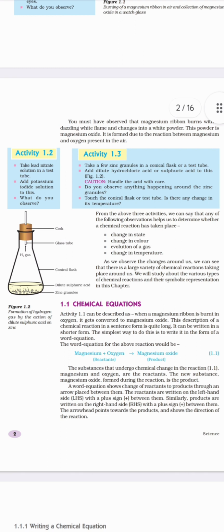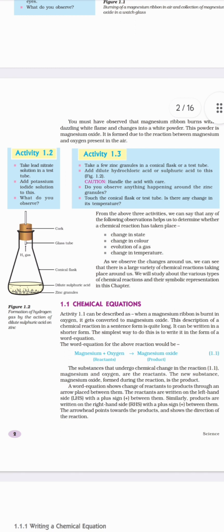Now again, in the next activity, take lead nitrate solution in a test tube and add potassium iodide. Here also a chemical reaction takes place. And in activity 1.3, zinc granules are taken in a conical flask or test tube, and in that flask hydrochloric acid or sulfuric acid is added. Since acid is added to zinc in the conical flask, a displacement reaction takes place.